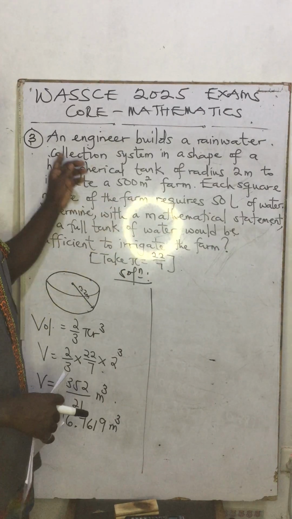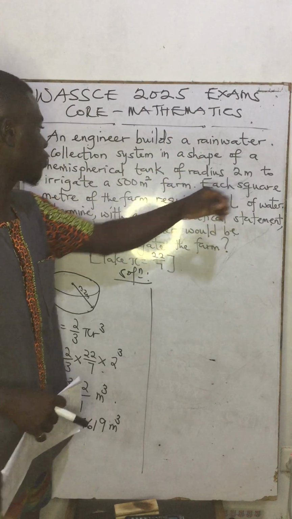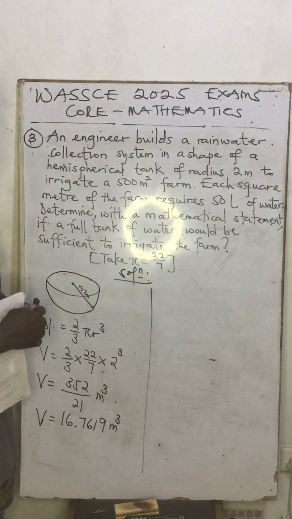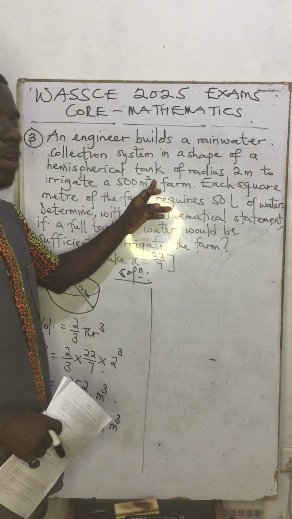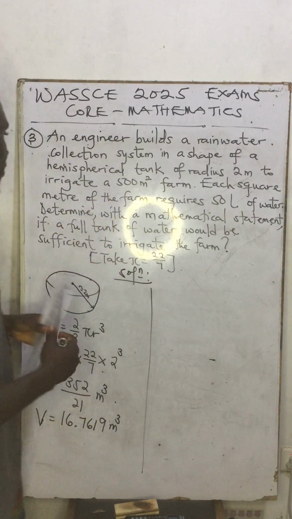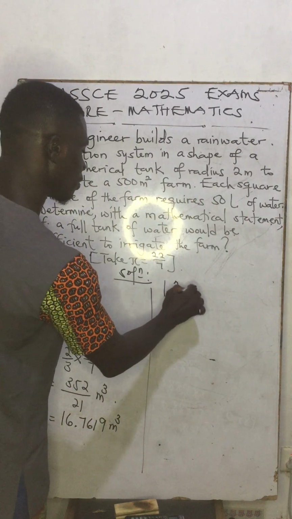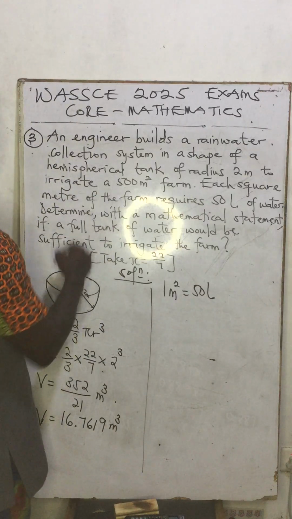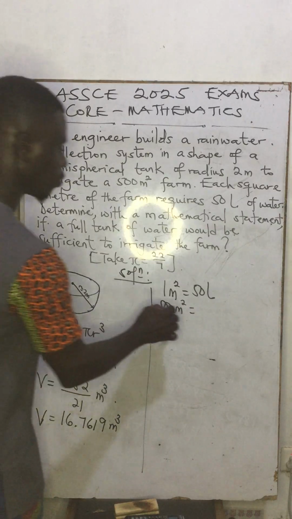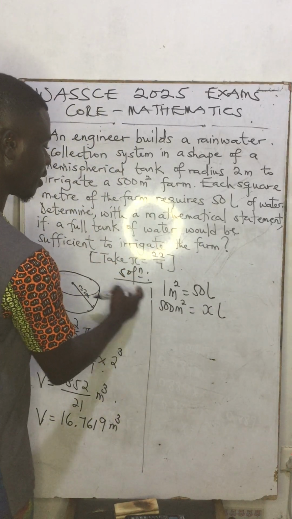Okay, now we continue. An engineer builds a rainwater collection system in the shape of a hemispherical tank of radius 2 meters to irrigate a 500 meter square farm. So the farm is 500 meters square, which is the area. Now, each square meter, which means 1 square meter, requires 50 liters of water. So 1 meter square will require 50 liters of water. So 500 meters squared, which is the area of the farm, will require how many liters of water?